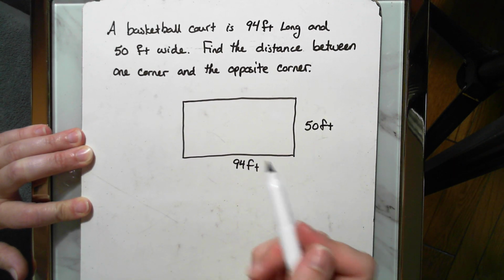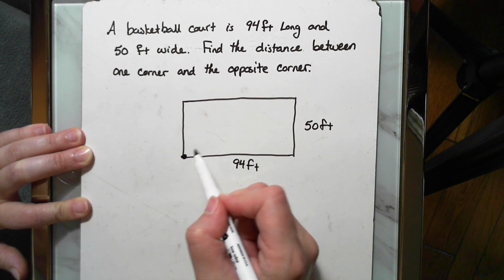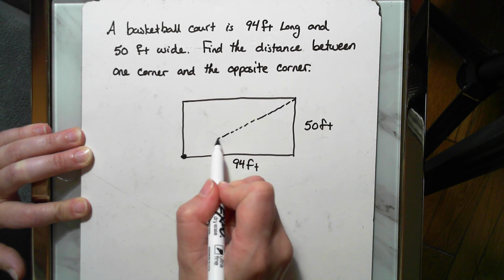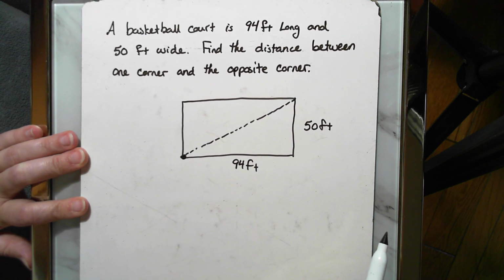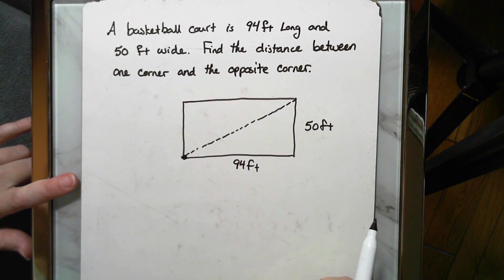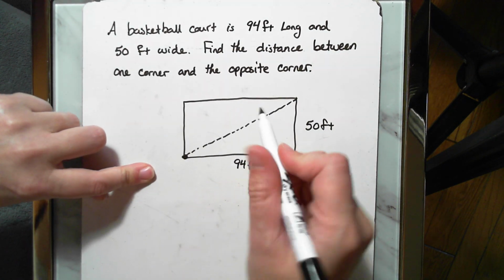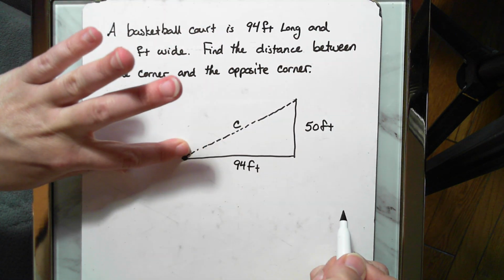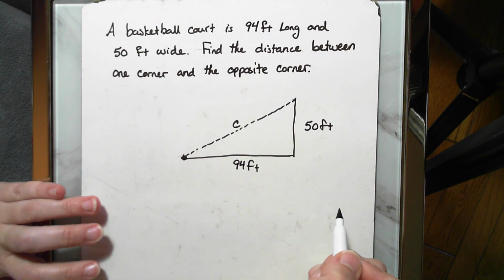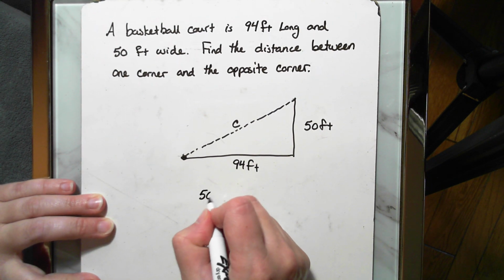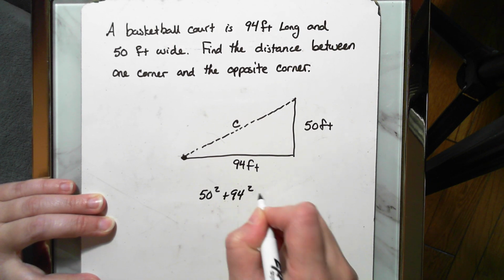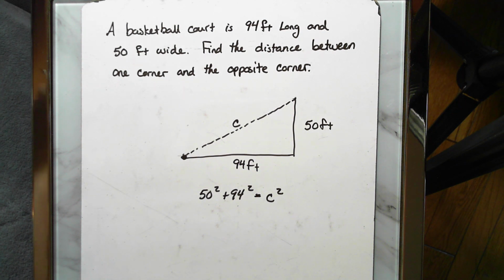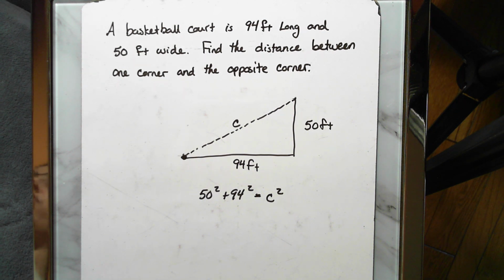And they want us to find the distance between one corner and the opposite corner, so across the basketball court like this. Okay. Now, I'm going to erase part of this diagram so you can see exactly what's going on. They want this distance here. I'll label it C. Look at that. If I erase this part, look at the shape it makes. I can use the Pythagorean theorem on that. All I have to do is 50 squared plus 94 squared equals C squared. And I'm going to take that and put it into my calculator, because although I do know what 50 squared is, I have no idea what 94 squared is.